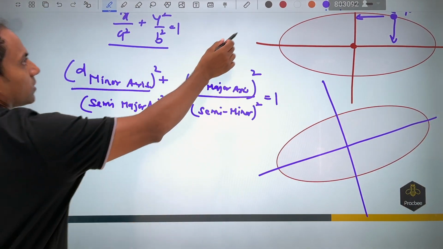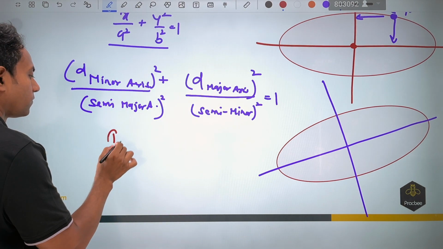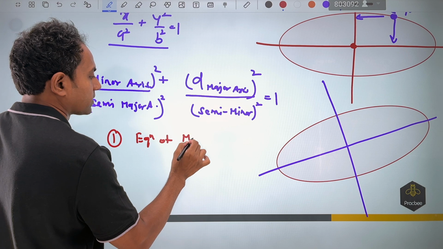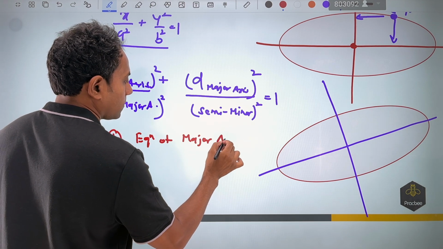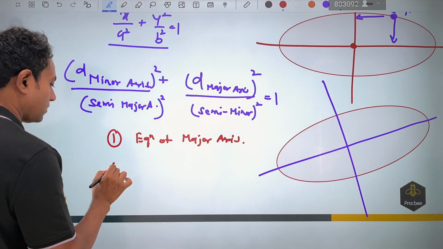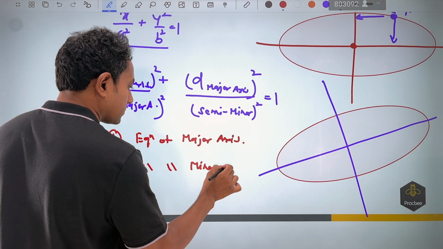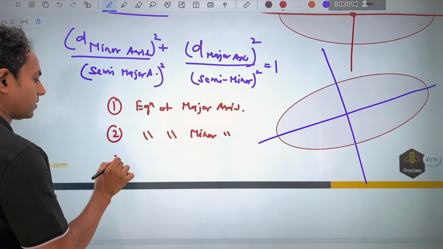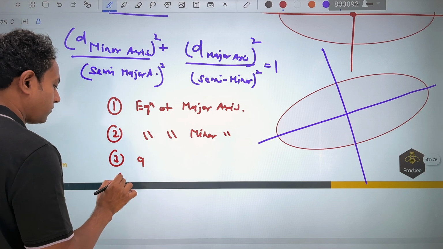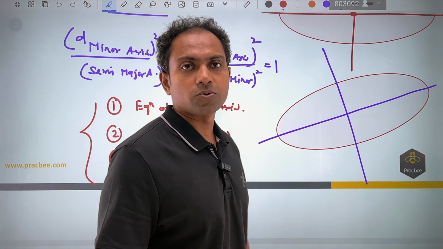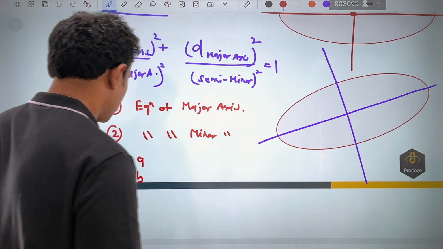So if in a question they are giving you these 4 things: 1, the equation of the major axis; 2, the equation of the minor axis; 3, the value of A; 4, the value of B. If these 4 things are given, you can apply this idea and solve the question. I will show you using a question.